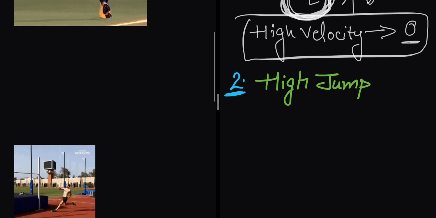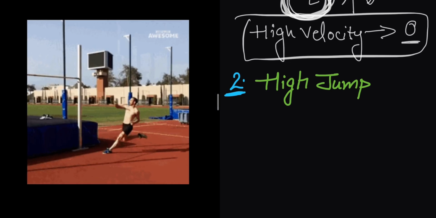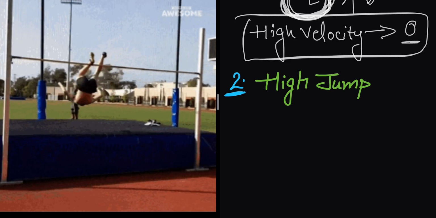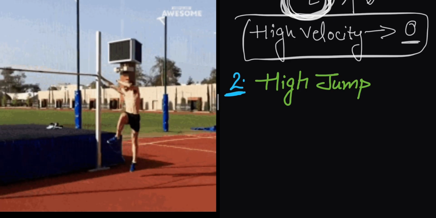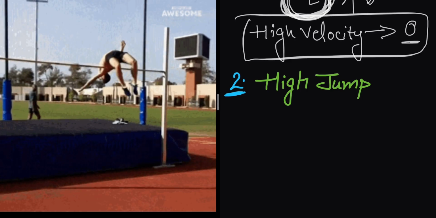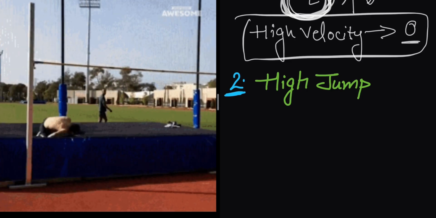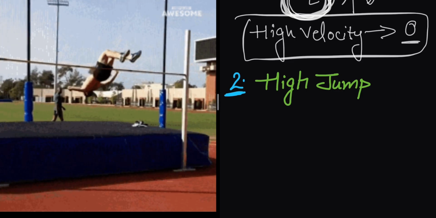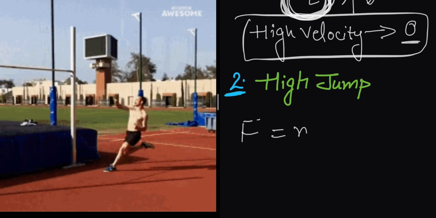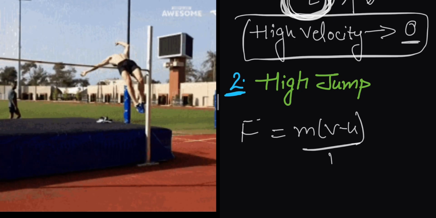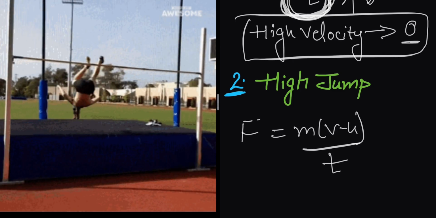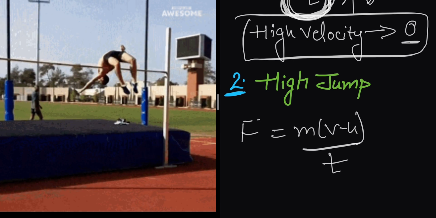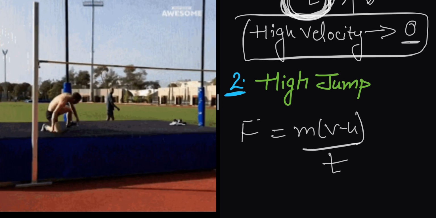High jump. Now in this athletic event, high jump, look here in this video also, the athletes are made to fall either on a cushion bed or a sand bed. Why? To prevent injury to the athlete. Now what will happen when they fall on a cushion bed or a sand bed? The same thing, the formula is the same. F is nothing but m (v minus u) upon t. When they are falling on this cushion or sand bed, they have very high velocity. That velocity will reduce to zero when they fall down.